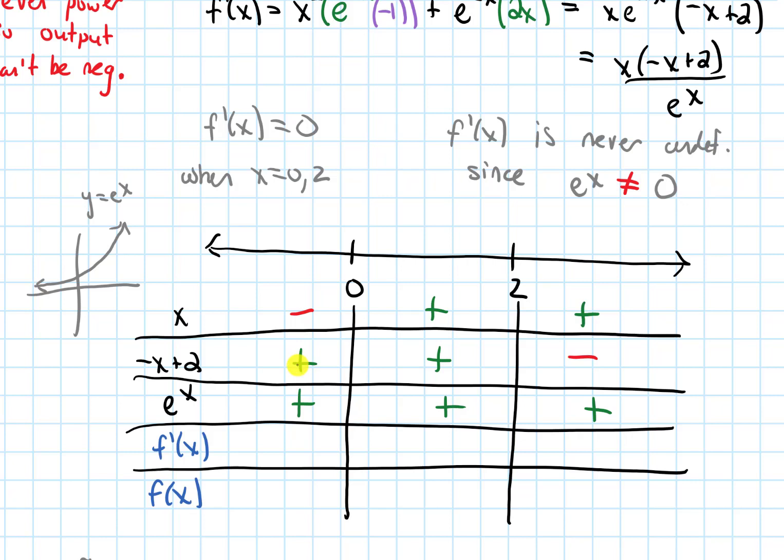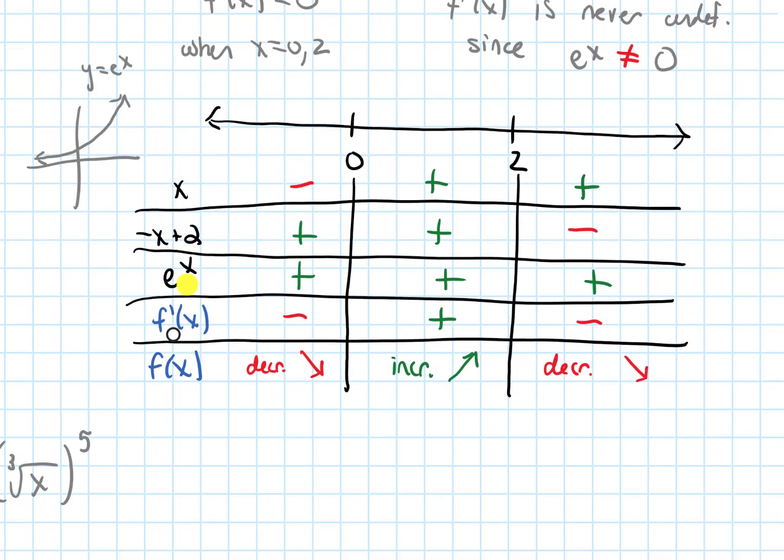Okay, so if we combine these signs, a negative times a positive is a negative. Similarly, this last column is going to be negative, and this middle column, when we multiply those signs, gives us a positive. Okay, so when our derivative is positive, the original function is increasing. It's going to be rising. And when the derivative is negative, the original function is decreasing. It's going to be going down. So here as well, it is decreasing.